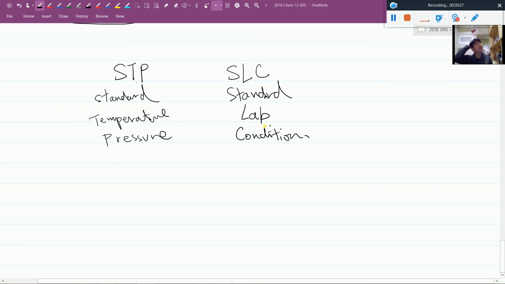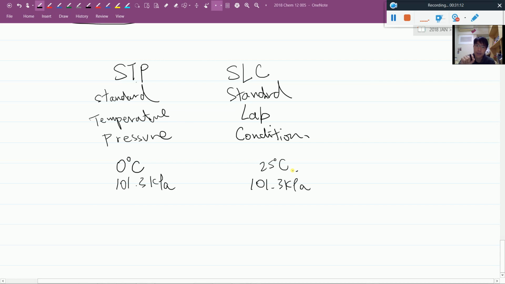When you look at standard lab conditions and STP, STP uses the water freezing point, 0 degrees, as the standard temperature, and the pressure is 1 atm, which is 101.3 kilopascal. For standard lab conditions, we won't change the pressure, but no one would like to work at 0 degrees, so room temperature is what we're looking for. Room temperature is about 25 degrees, which is what we like the most.